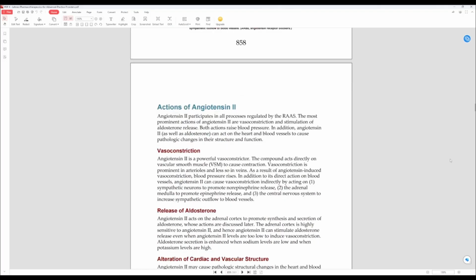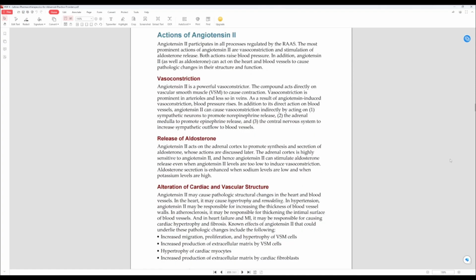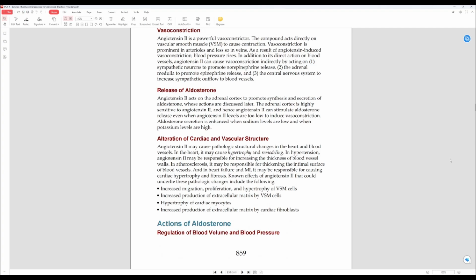So, actions of angiotensin 2. Angiotensin 2 participates in all processes regulated by the RAS. The most prominent actions of angiotensin 2 are vasoconstriction and the stimulation of aldosterone release. Both actions raise your blood pressure. In addition, angiotensin 2 can act on the heart and blood vessels to cause pathologic changes in their structure as well as their function.